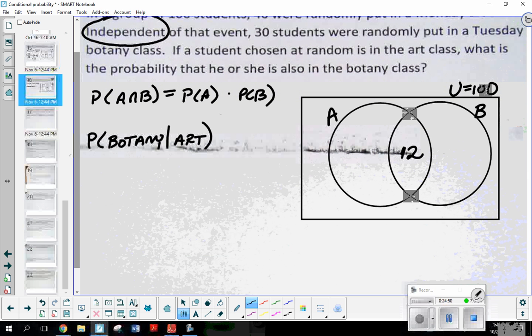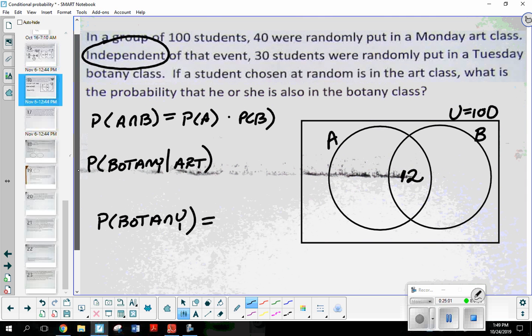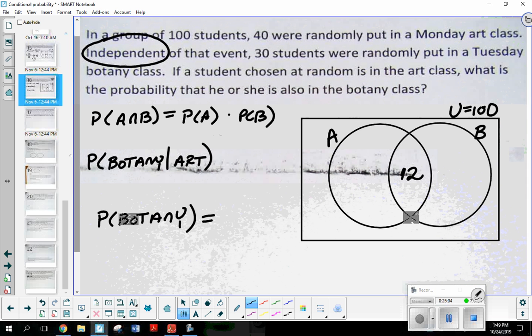Before we go on with the conditional probability, let's just say the probability of choosing a botany student. Okay. Well, how many botany students were there? Okay, there were 30, right? So 30 out of 100, well, that's 0.3 if you just reduce it. Okay, 3/10. All right, let's do the same thing for the probability of finding an art student.